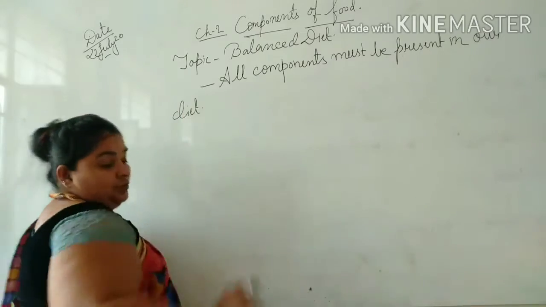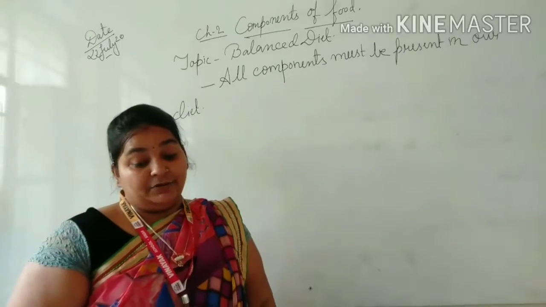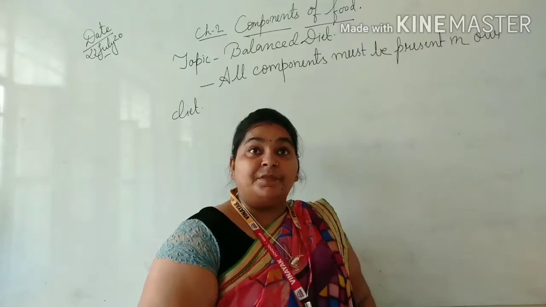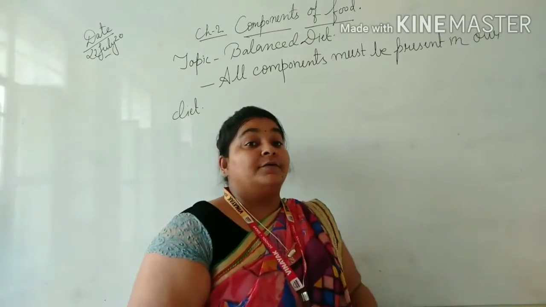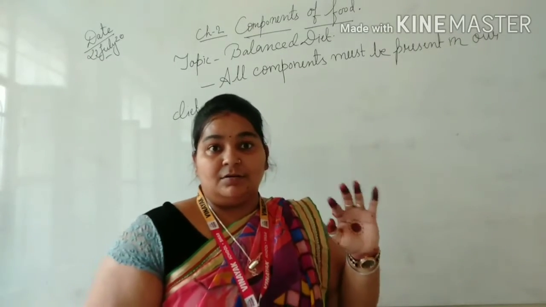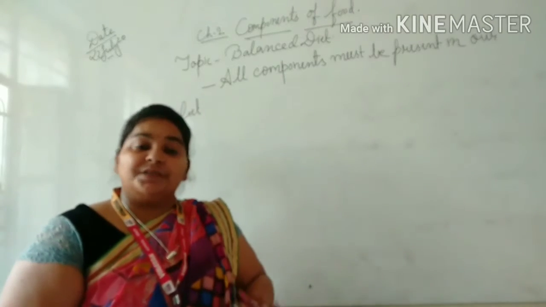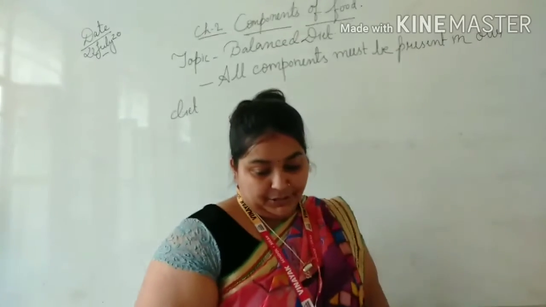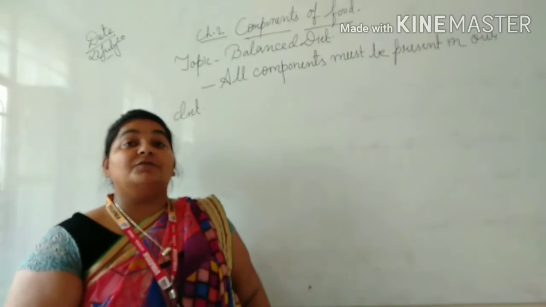Clear? So now, as we know, our diet must contain adequate amounts of different nutrients for our body to function properly. That is why all these components we have studied, the important components, that are carbohydrates, fats, proteins, minerals, vitamins, water. These are all important components we should have in our daily diet. So a balanced diet must contain food from each of the following groups.